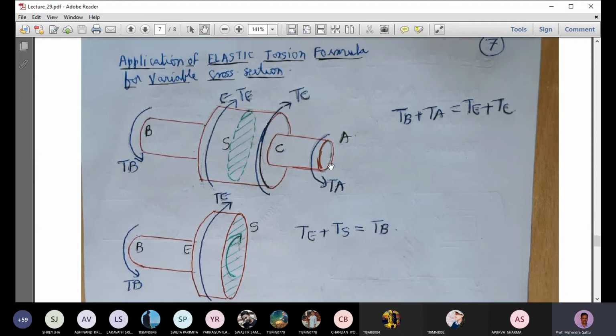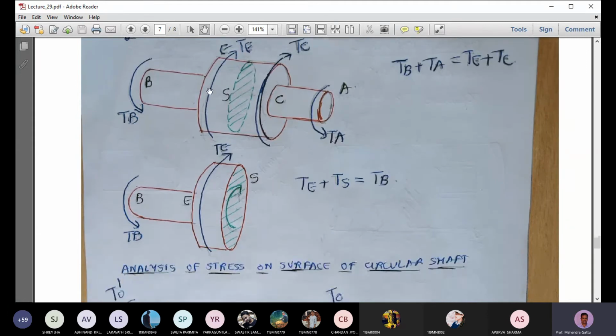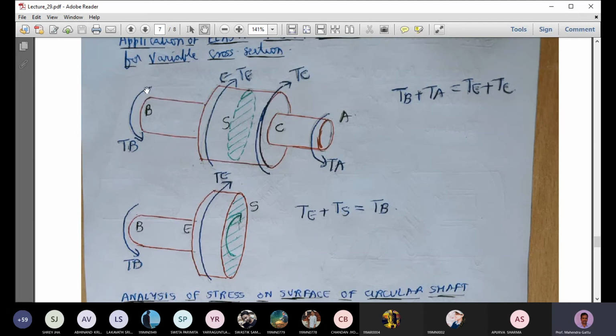Okay, suppose the shaft doesn't have a constant cross section, if it has a variable cross section, what should we do? So here we have a shaft composed of three different prismatic segments. So this is segment AB, segment BC, and segment CD. So the middle segment has a little higher area compared to the other two. Okay. So we are shown the torques here: TB, TE, TC, and TA.